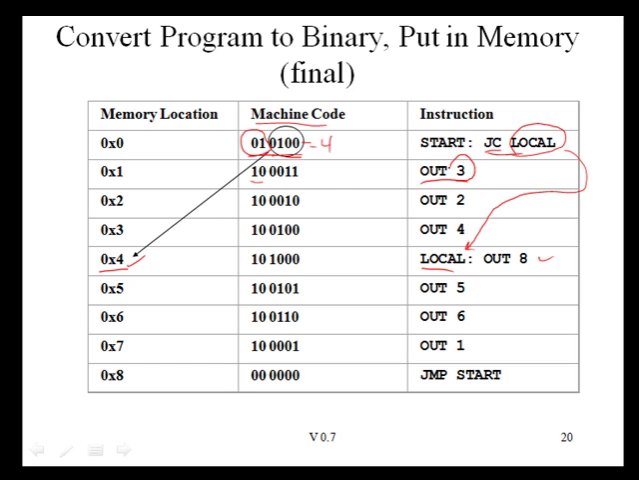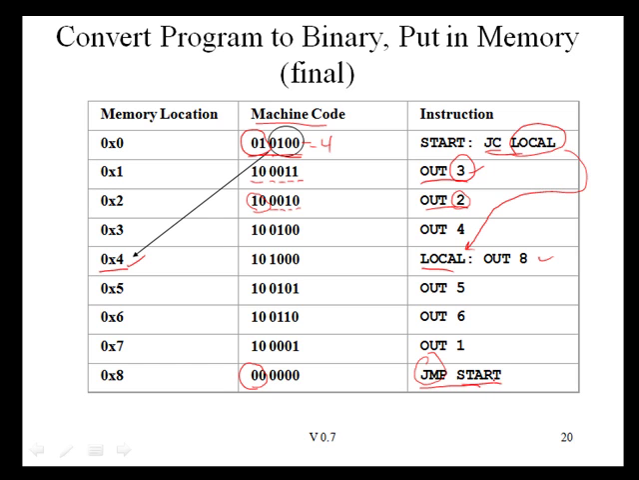Its data field is going to be the digit that we're trying to output. In this case, it's a 3, and a 3 is encoded as 0011. Similarly, in out 2, the out opcode is a 10. The 2 is encoded as a 4-bit value, 0010. Finally, the jump instruction, how is that encoded? The opcode is encoded as a 00.